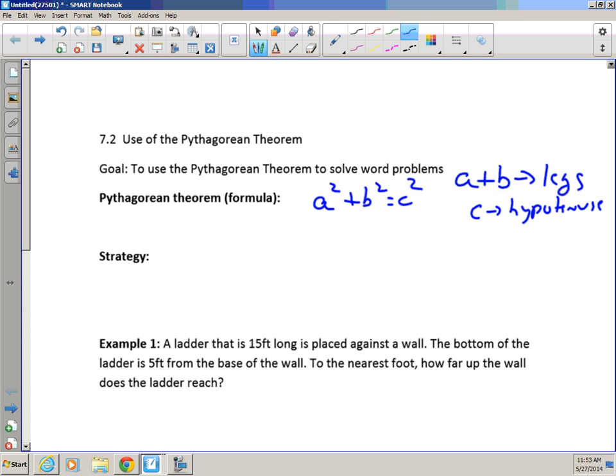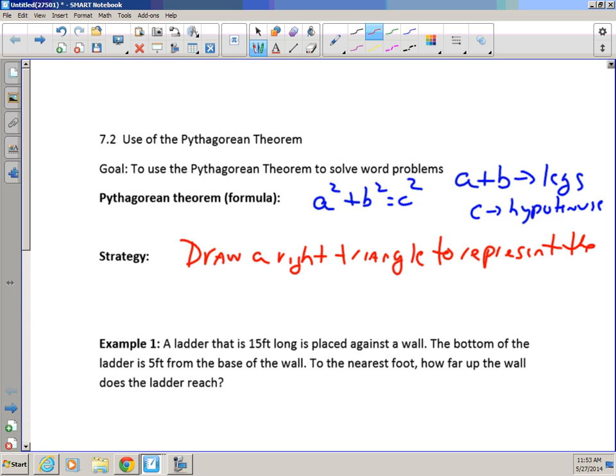Now, the strategy we're going to do is pretty straightforward. You just have to be careful that you match the picture to what we're talking about. Now, if you think about it, if we're using the Pythagorean theorem, it means we have a specific shape, and that shape is the right triangle. So what we're going to do is draw a right triangle to represent the objects given.